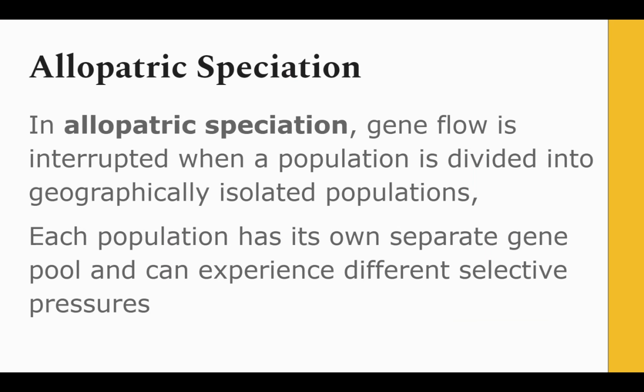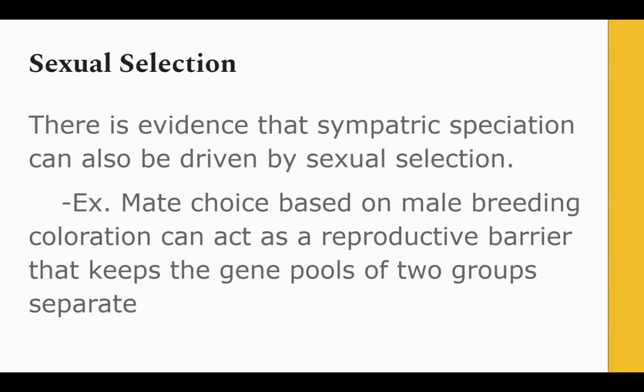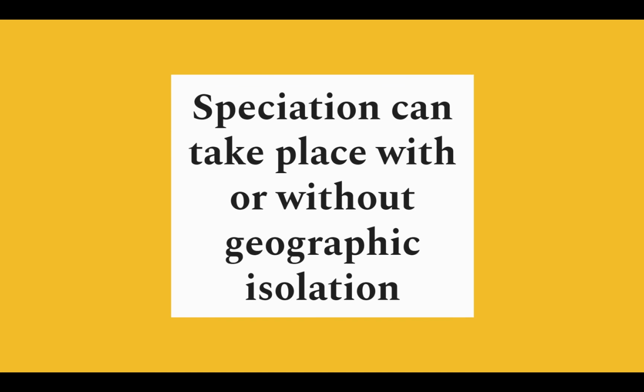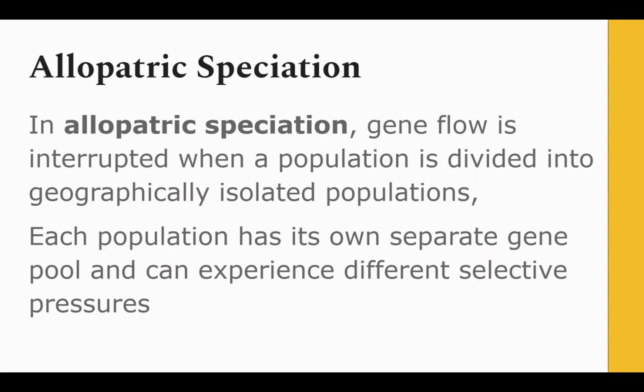So, kind of throwing it back to speciation rather than reproductive isolation. Oh, goodness gracious, I'm going forward, not back. Speciation happens because of reproductive isolation, but there are different ways that speciation can take place. So there are different mechanisms in which reproductive isolation can help speciation along. The first is allopatric speciation. So in allopatric speciation, we have a population divided into geographically isolated populations, right?